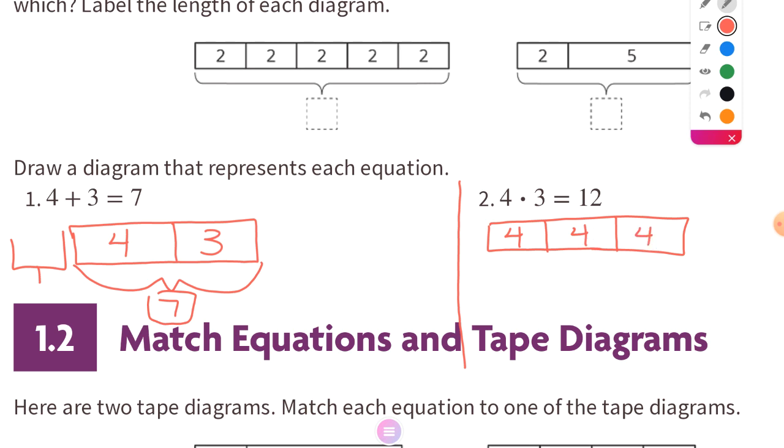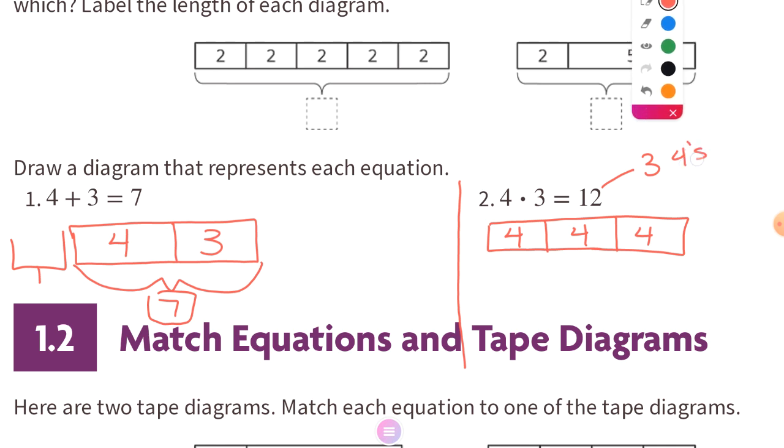This could mean that you have 3 4s. I want you to write that up there. That could mean that you have 3 4s. Let's go ahead and show the total here, what these add up to. What's 4 + 4 + 4? 12.